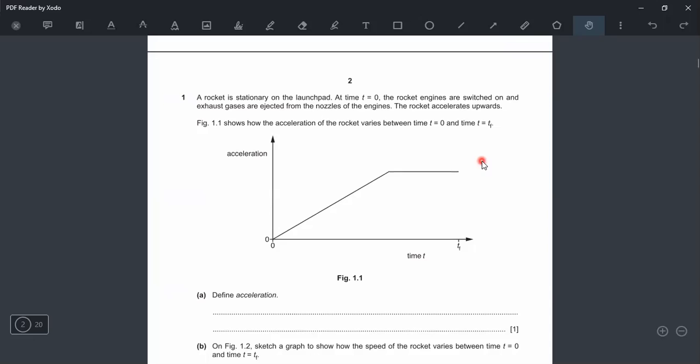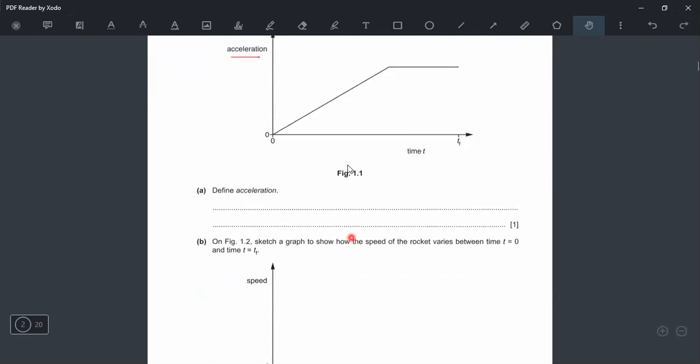Question 1. A rocket is stationary on a launch pad. At time t equals 0, the rocket engines are switched on and exhaust gases are ejected from the nozzles of the engine. So, the rocket accelerates upwards. Cool. This figure shows how the acceleration of the rocket varies between time t equals 0 and t equals tf. So as you can see, it's moving with constant acceleration. Nope. Increasing acceleration. This is an acceleration time graph. We don't see this very often. So acceleration increases and then it's constant.